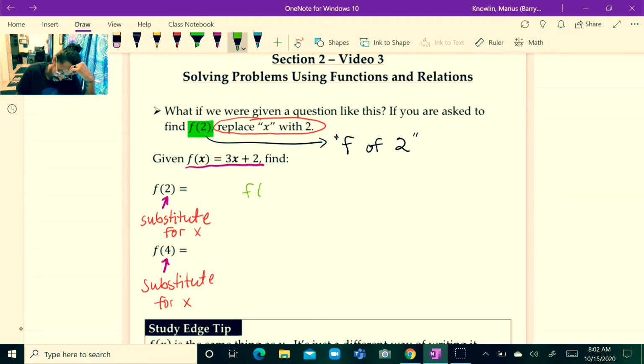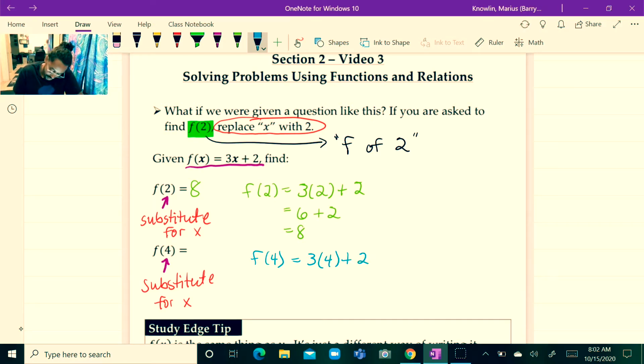We'll have f of 2 equals 3 times 2 plus 2, and then we just perform our order of operations. Multiply first, that's 6, and then we add, that makes 8. So f of 2 is equal to 8. Now we can do the next one. This is f of 4, and we use the same function, equals 3 times 4 plus 2, right? Multiply first, that's 12. 12 plus 2 makes 14. So f of 4 equals 14.